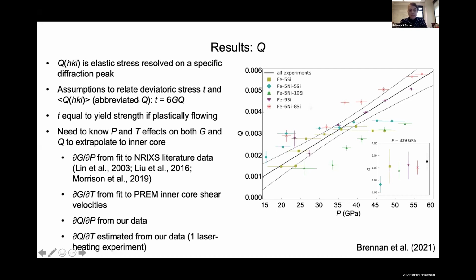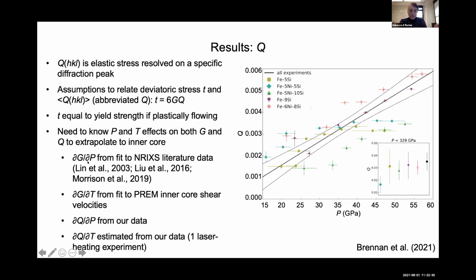And if you make some simplifying assumptions, you can come up with this equation, T equals 6GQ, where G is the aggregate shear modulus. And you can equate T to yield strength if the sample is plastically flowing and the peaks are exhibiting their maximum Q. So in order to get at what the strength of the inner core should be, we need to know the effects of both pressure and temperature on both G and Q.